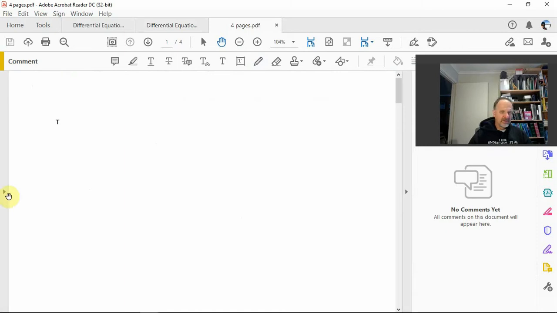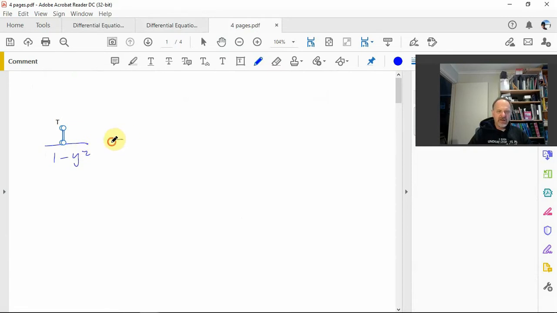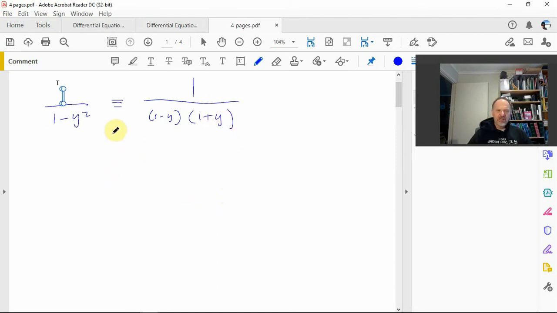So I know that when I go back, I had 1 on 1 minus y squared, and I know that's equivalent to 1 over 1 minus y, 1 plus y. All right, and so now I'm going to do partial fractions with that. So if I do partial fractions, splitting them up, I have 1 minus y here, 1 plus y here, and I have a there and b there.